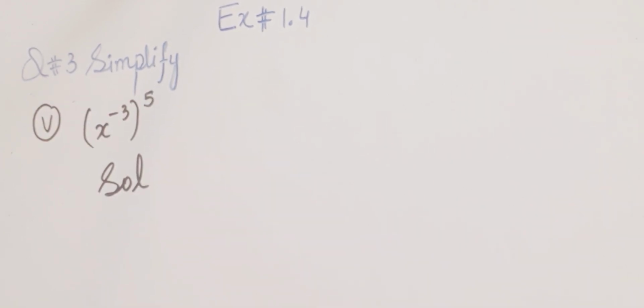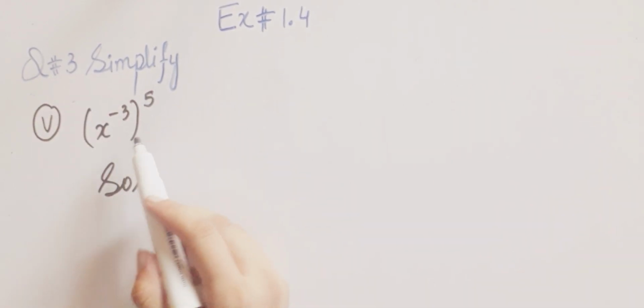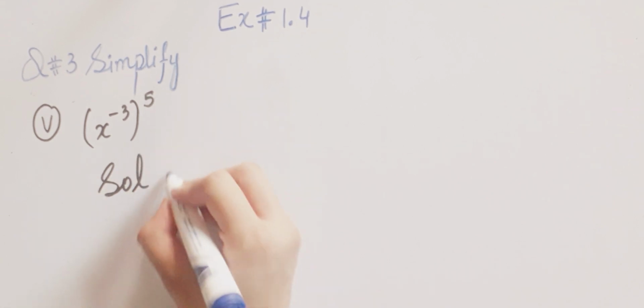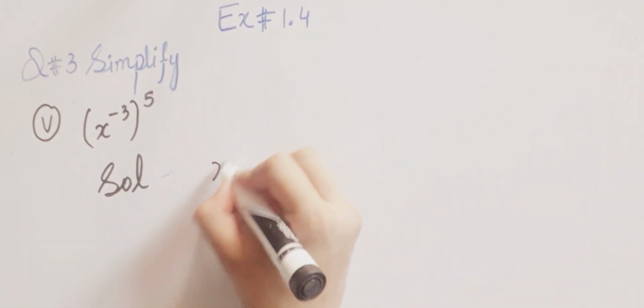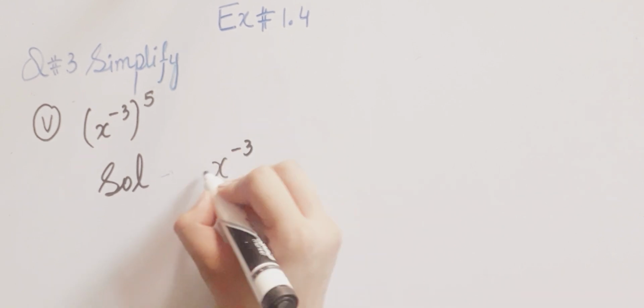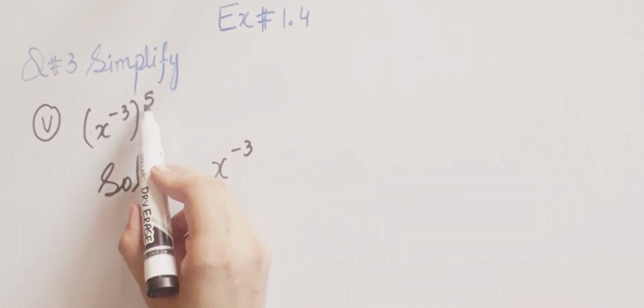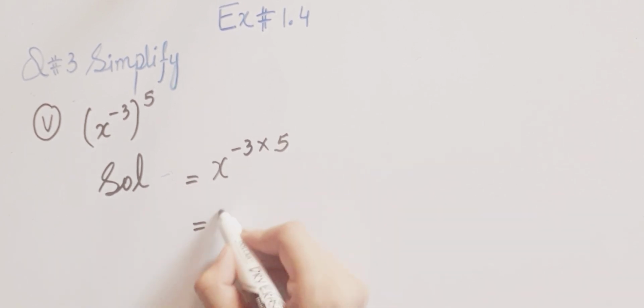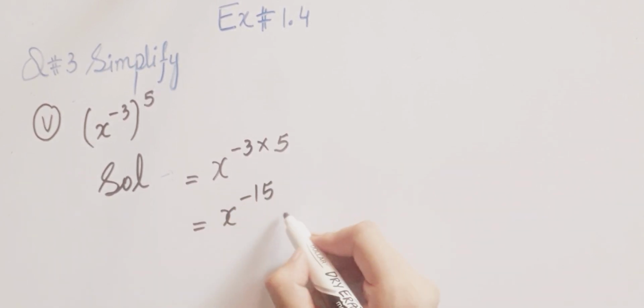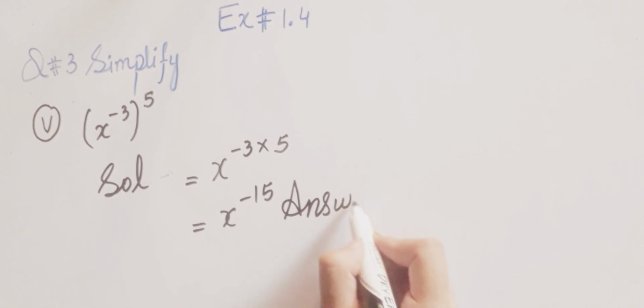Now we have fifth part, x power minus 3 whole power 5. We will solve this. x power minus 3 multiply by 5. So we have x power minus 15. This is the answer of this question.